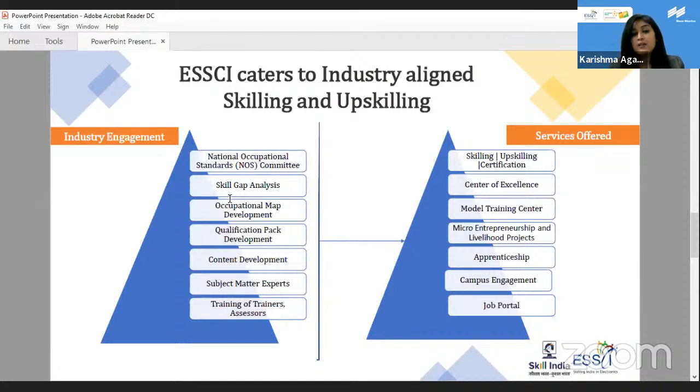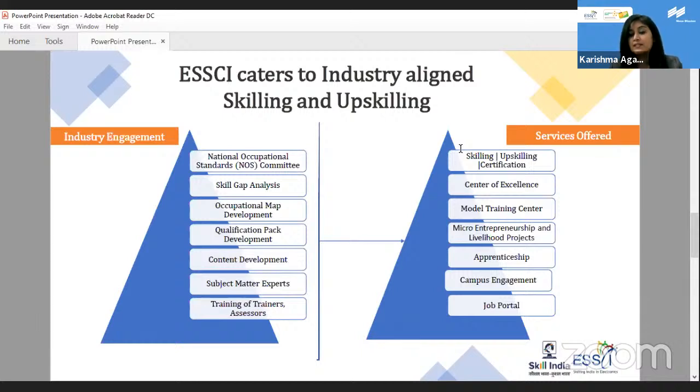So along with industry engagement, what are the services which we are offering to industry? It's basically skilling and upskilling, because we all know that skilling is required as a lot of technologies are coming up and we don't have skilled resources. So we are getting the inputs from industry and we are delivering skilling to the youth. And upskilling is equally required because technology changes very fast, and we have to train the people in the industry accordingly. So we are doing skilling and upskilling.